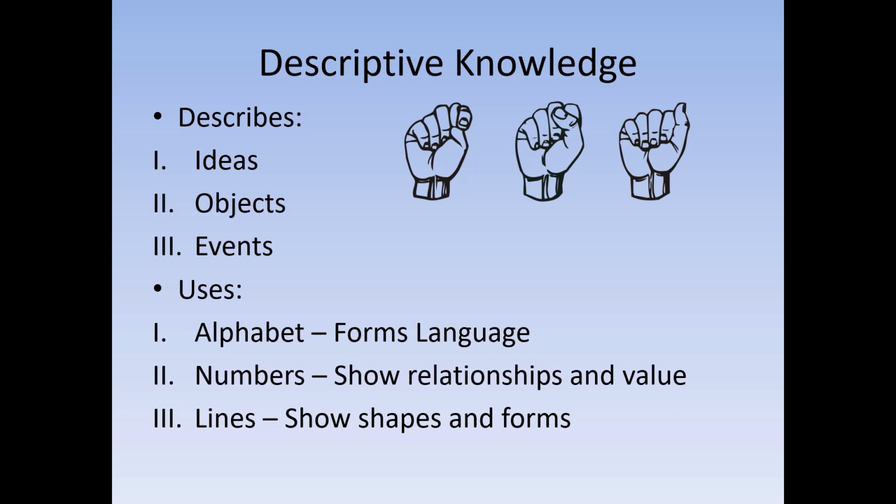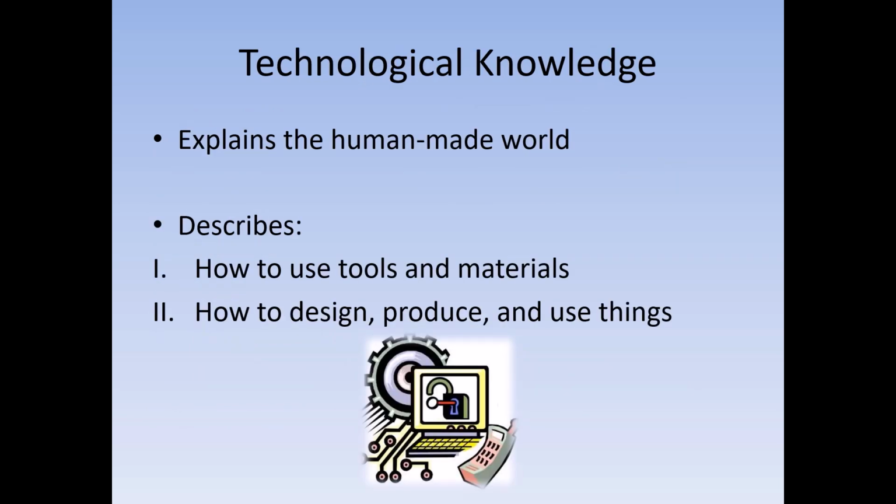Okay? That's descriptive knowledge. And finally, where we're going to spend a lot of our time is technological knowledge. Technological knowledge explains the human-made world, because again, that's what technology is. It's the things that humans have created. And it describes how to use tools and materials and how to design and produce various things. And again, remember, one of the goals of technology is to create things that help us live better and healthier lives. Okay?